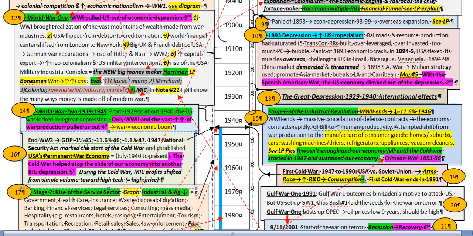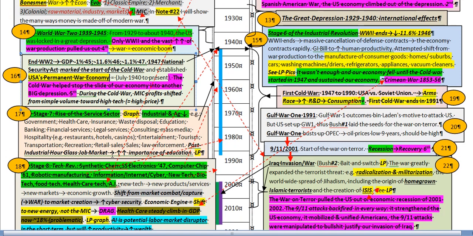And then the Cold War started, right, which helped stop the slide into depression. Now, the 7th stage of the Industrial Revolution is the rise of the service sector. So before I show you this graph, we'll talk about what the service sector is.